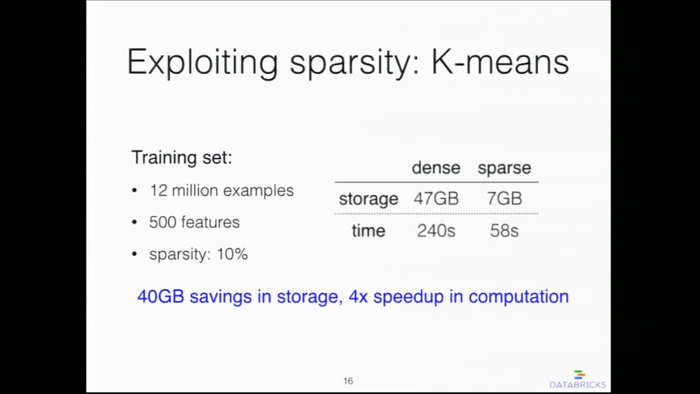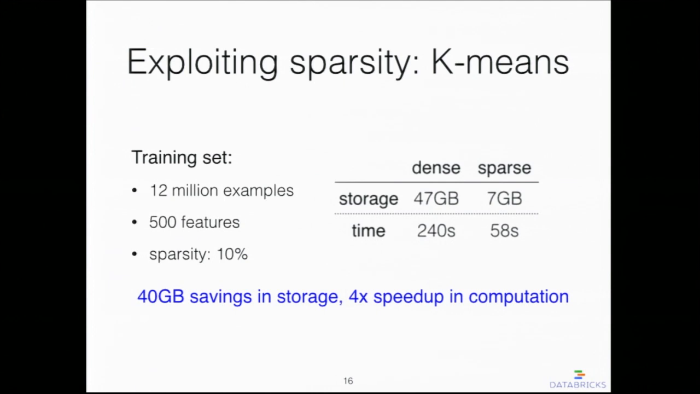Basically, we have this training set: Twitter tweets, 12 million examples, 500 features. Because it's text, it's unsurprisingly sparse. What we see is a 7x savings in storage, or 40 gigabytes, and a 4x speedup in computation by taking account of sparsity. And I would argue that this is actually not very sparse for a sparse data set.